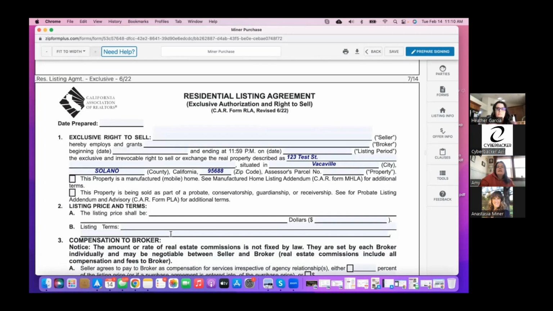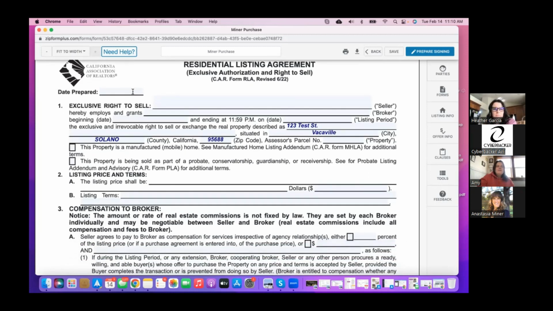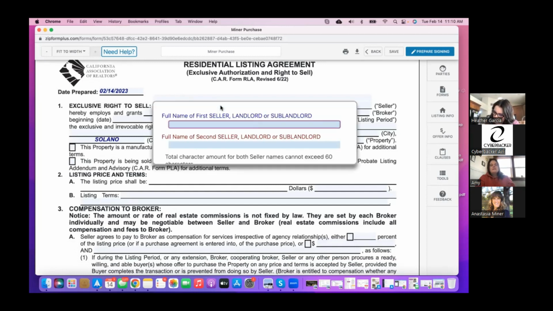And then we finally, on page 7 out of 14, halfway through this document, we finally reach what we call the residential listing agreement. Okay. This is a fabulous document. This is what we sign when we're going to secure a listing. You double click, it'll put in your date prepared. You're going to put in the seller's names here. Seller 1, seller 2, right?